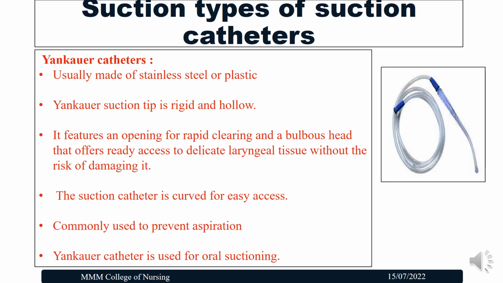Yankauer catheters are usually made of stainless steel or plastic. The suction tip is very rigid and hollow. There is an opening at the tip which helps in the rapid clearing of secretions, and the bulbous head offers ready access to the delicate laryngeal tissues without any damage to the surrounding tissues. So it reduces complications during suctioning. The catheter is curved for easy access and is commonly used to prevent aspiration. The Yankauer catheter is used for oral suctioning.